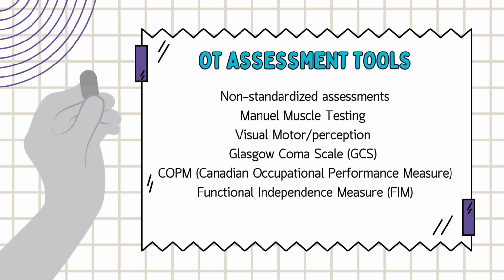There's also the COPM, or the Canadian Occupational Performance Measure, and this is usually to prioritize those weaknesses that they have. Last, we have the Functional Independence Measure, or the FIM. This is a functional capability measure, and it shows the specific levels of assistance that these particular patients may have.